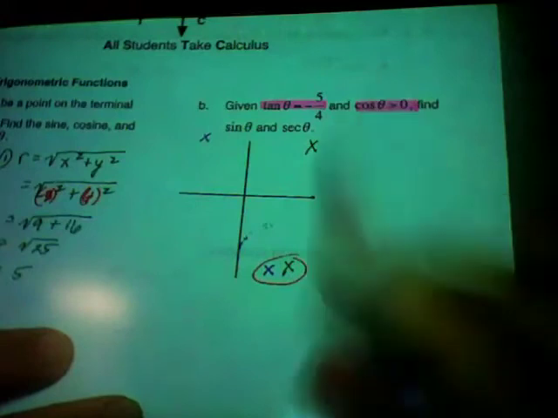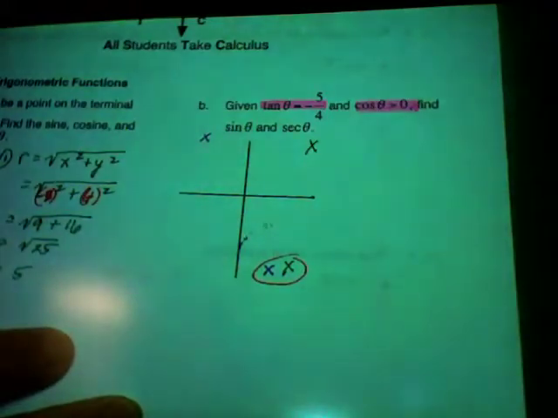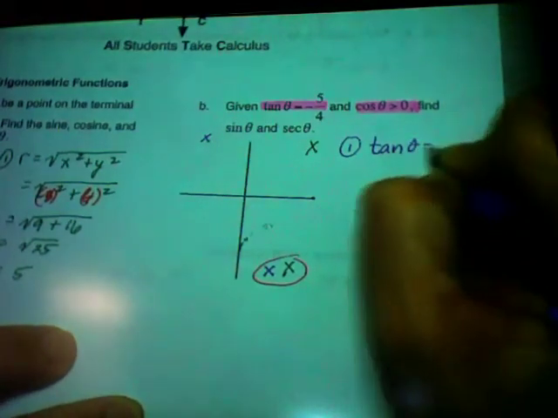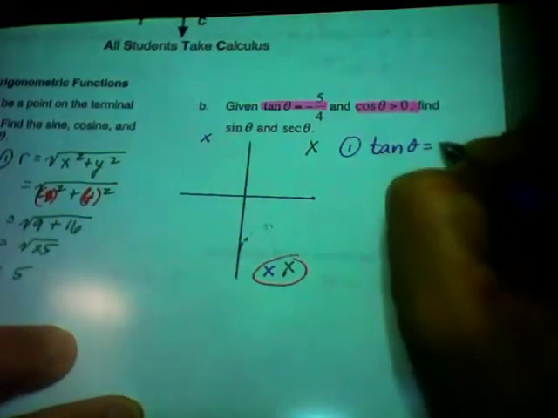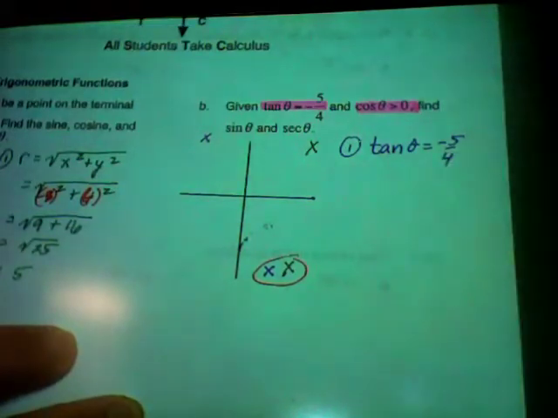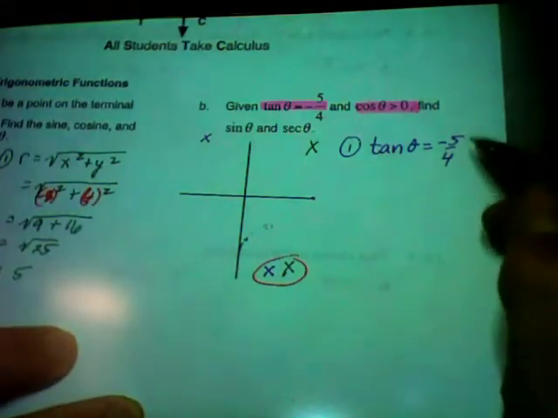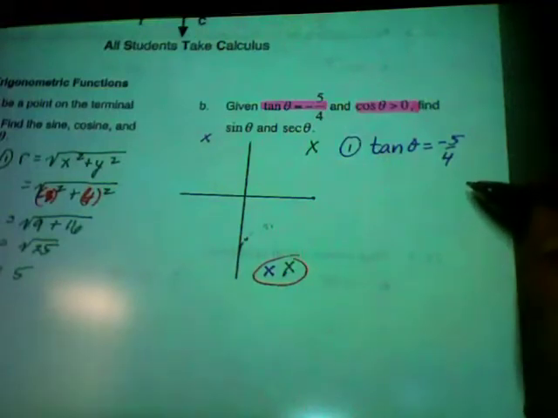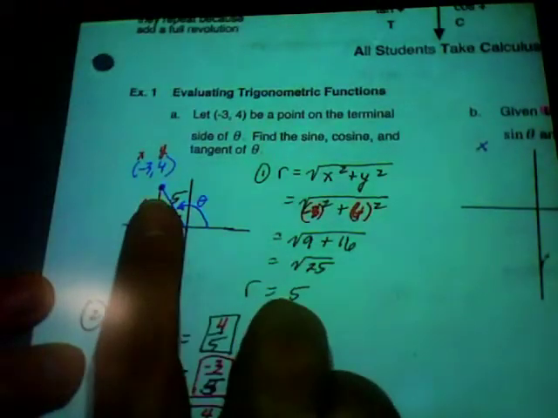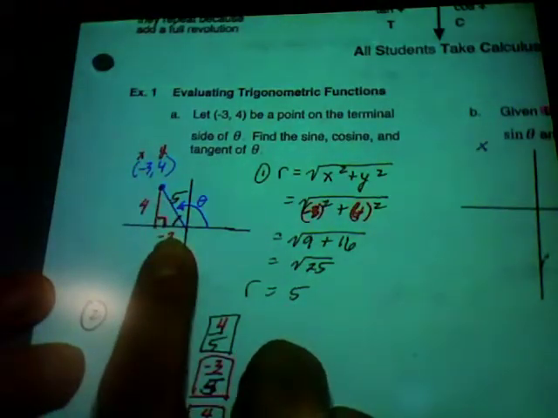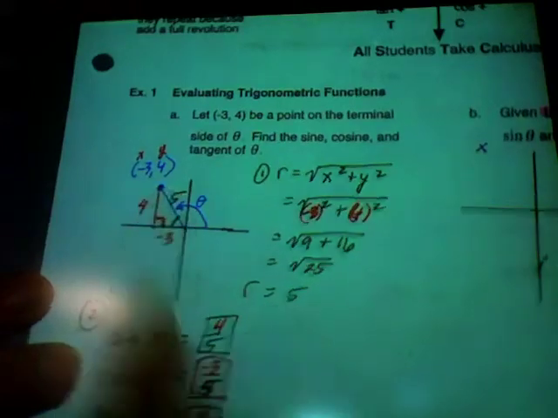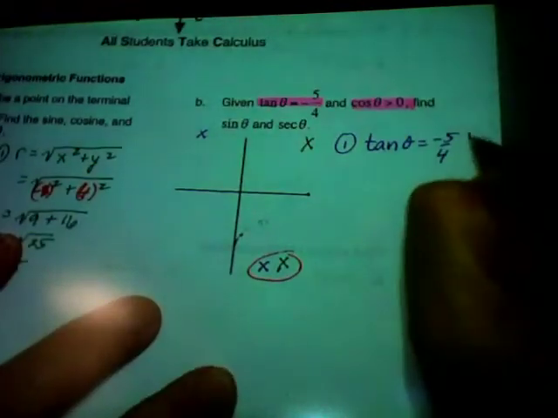So here's my first step: my tangent of theta is equal to -5 over 4. Doesn't that mean, isn't tangent y over x? How do I know that? Well, go back to this triangle. Over here, isn't opposite over adjacent your tangent? Isn't opposite always going to be your y? It's always going to be your vertical one. So my vertical is always y over x.